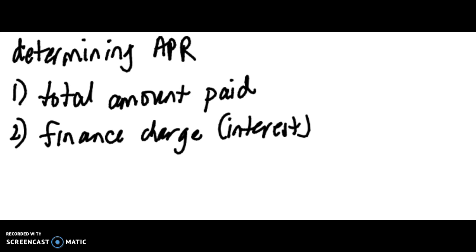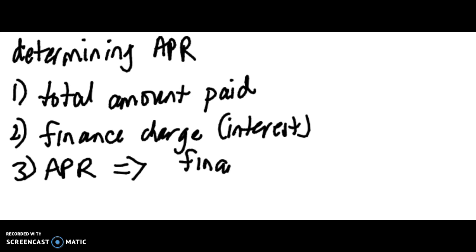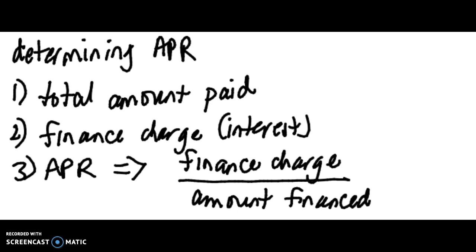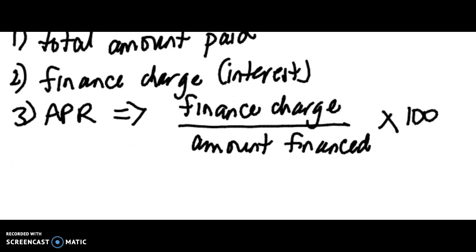And then finally, APR is determined by finding the ratio of the finance charge divided by the actual amount that was financed, multiplying this by 100, and then going to the table that is on page 593.